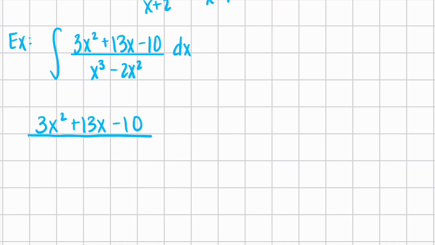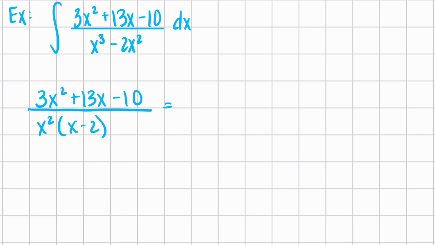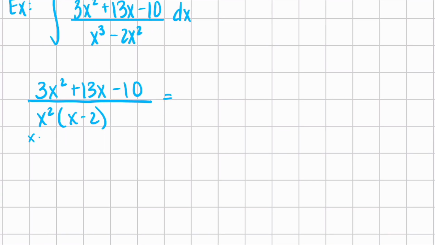And I'm going to factor the denominator. So we have a GCF of x squared. Now notice here, this is the same thing as x times x minus 2. So the rule is when you have a factor that's repeating, here the x is repeating, you're going to start with some constant over x plus you're going to increase your exponent until you get to what you have.